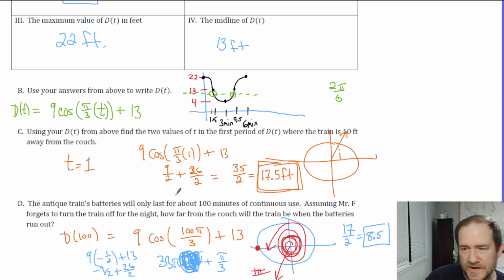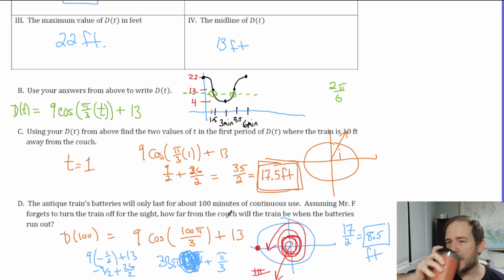So hey, check it out. It's another question that certainly feels like I would need a graphing calculator, but I don't. I can just evaluate this by hand, and I can figure out that the train would be at a point that is 8.5 feet away from the couch after 100 minutes go by. This is totally doable. No, you don't need a calculator.